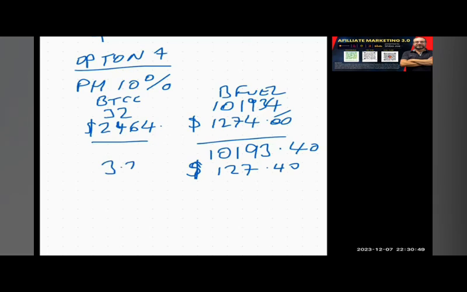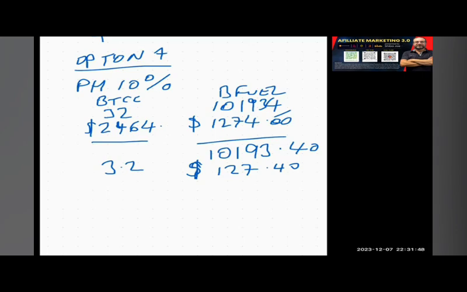So that's a very simple calculation. I look at what my total B fuel is. I calculate what the dollar amount is. I then divide that by 10, gives me 10%. So now I've got $127.40 that I need to find. Hopefully that makes sense. Now, this is where your accounts come into play.